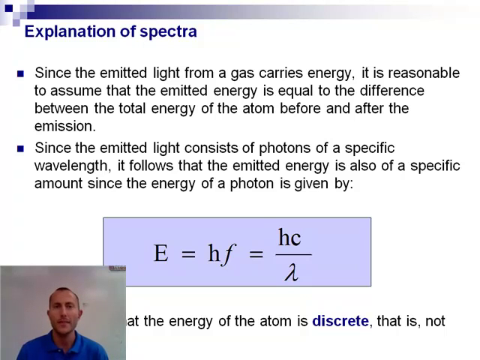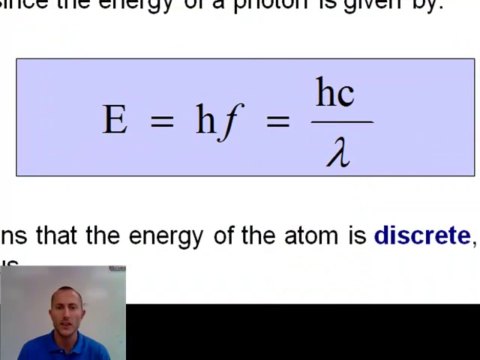And so the atom must have had more energy beforehand and less energy afterwards, and the difference correlates to the wavelength of the photon of light that was emitted, and that's what we see as the emission spectrum. And since the light consists of photons of a specific wavelength, then they must have some specific amount of energy, which is given by our equation E equals hf. And again, as we derived before, f is c over lambda, and so we can say the energy in the photon is h, Planck's constant, times the speed of light divided by the wavelength of that particular light.